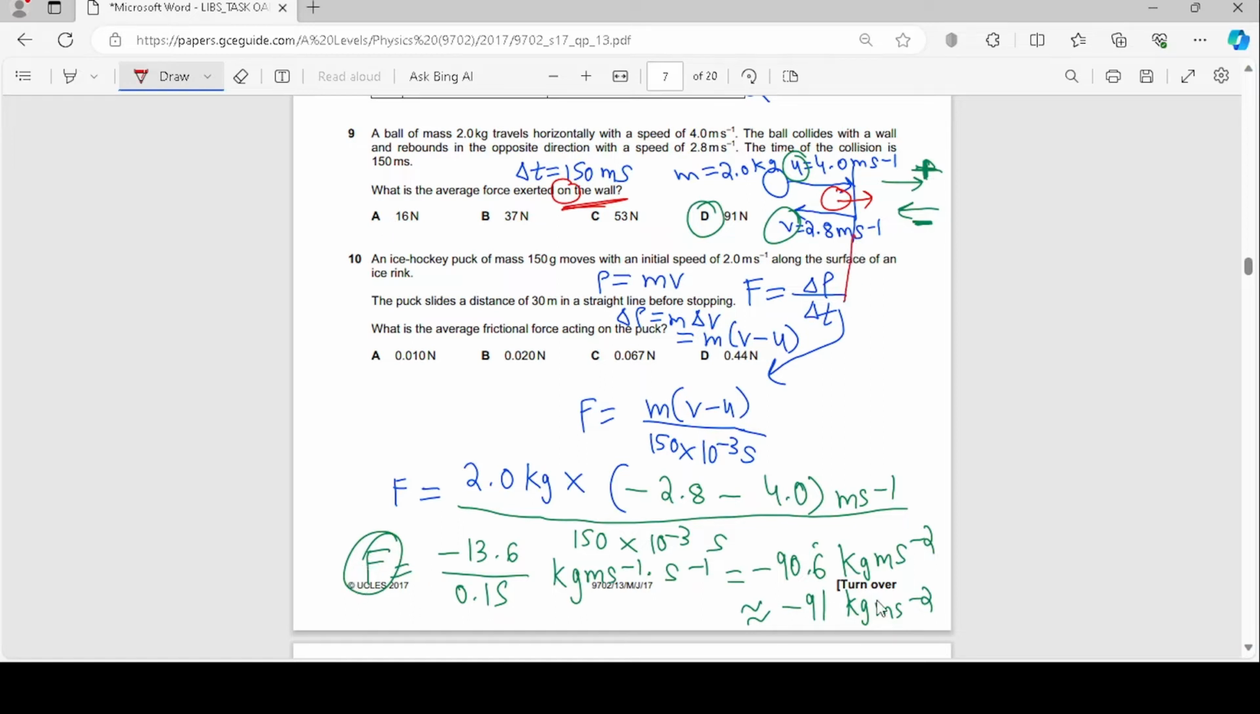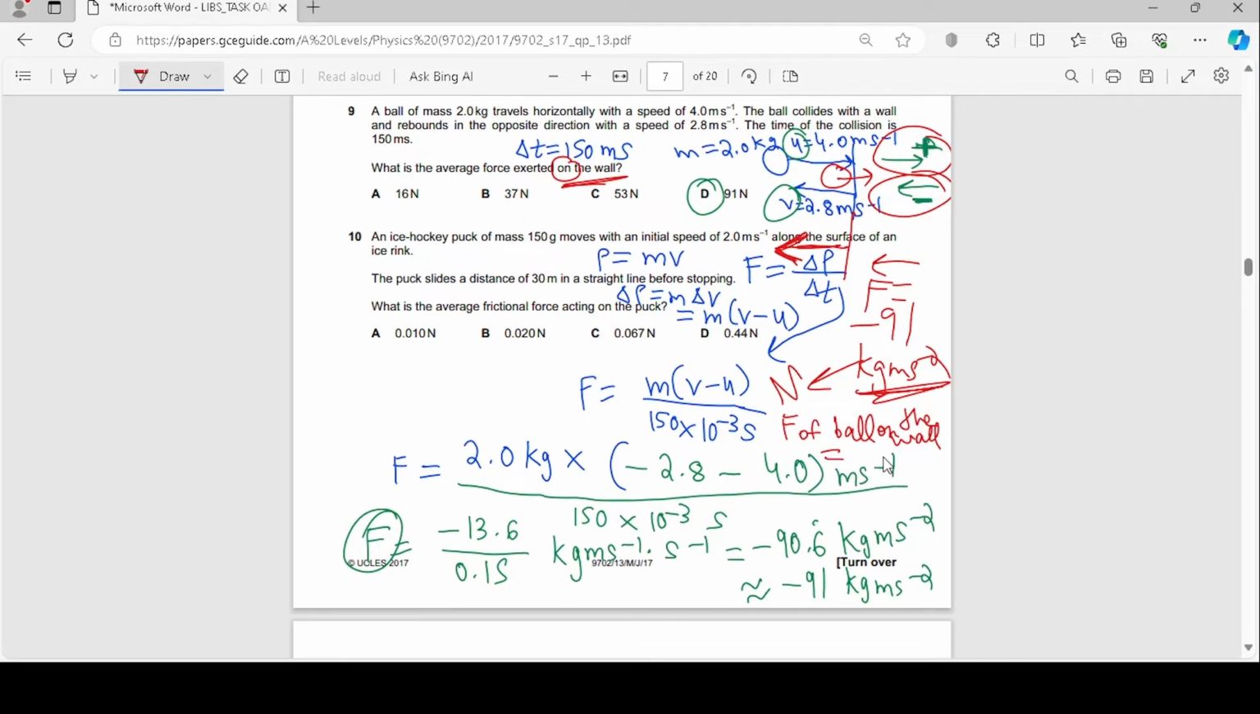But I just want to clarify something. So the force is minus 91, right? Because I defined the right as positive and the left as negative, that means I got the force in this direction, which is minus 91 kg m s to the minus 2, right? And kg m s to the minus 2 is obviously a Newton if you're writing in SI base units. So that means I actually calculated the force of the wall on the ball, right? But then the force of the ball on the wall is equal in magnitude but opposite in direction to the force of the wall on the ball, right?